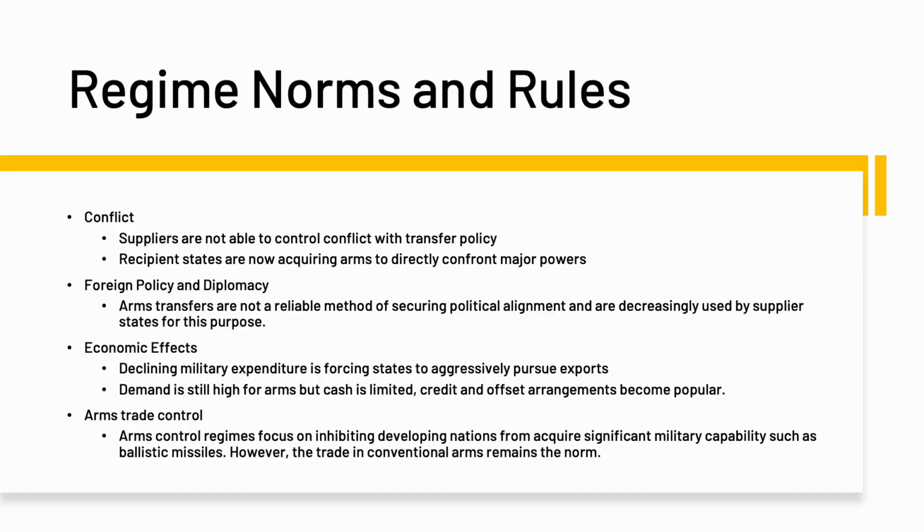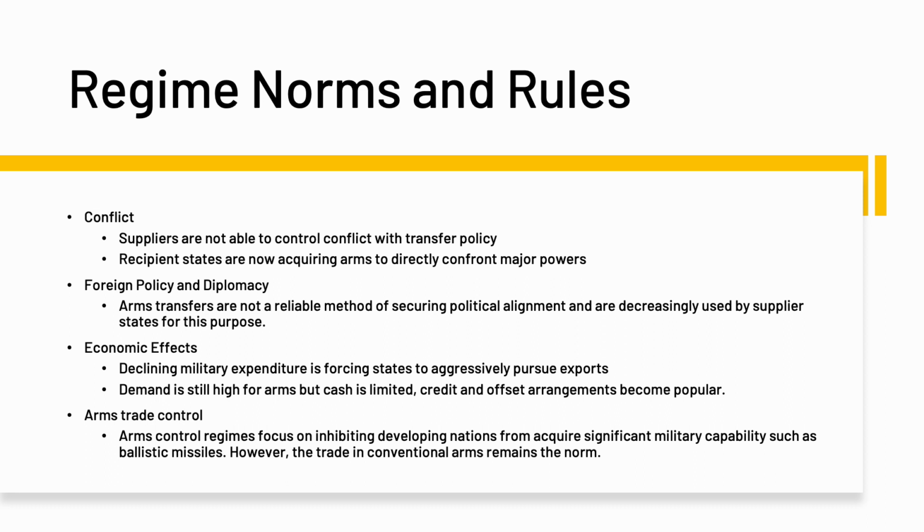Now, lastly, for this particular lecture, let's go over the regime norms and rules during this era. When we look at conflict, we see that suppliers are no longer able to control conflict with transfer policies. Suppliers are becoming less and less able to actually control conflict, and this primarily affects major powers like the US and Russia. In previous eras, they were able to control the direction of conflict. Now they're less able to do that.